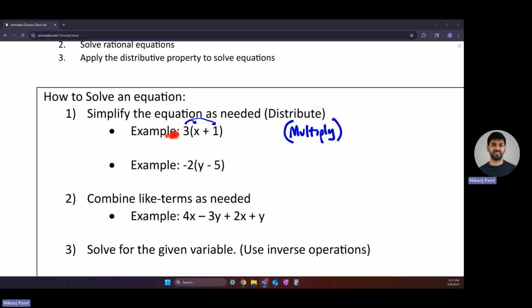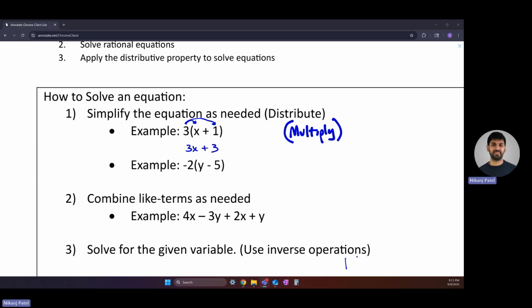So in this first example, x and 1 are both terms, x plus 1. There's two separate terms, and you're going to multiply the 3 to each of those. So when you multiply that, it's going to look like 3 times x, which is 3x, and then 3 times 1, which is positive 3. So that's the simplified version of 3 times (x plus 1).